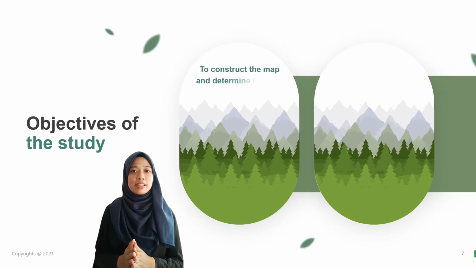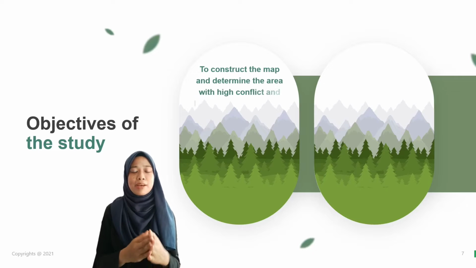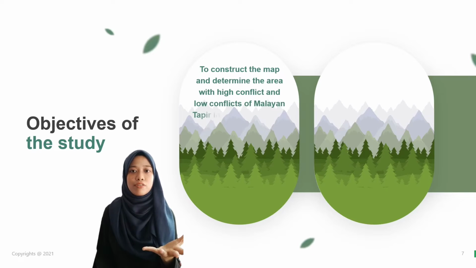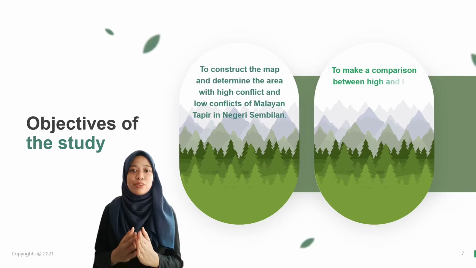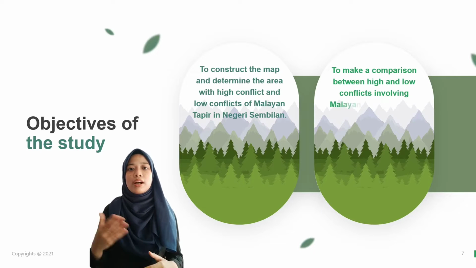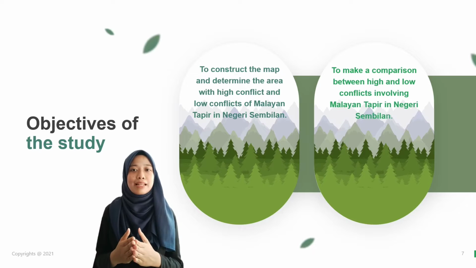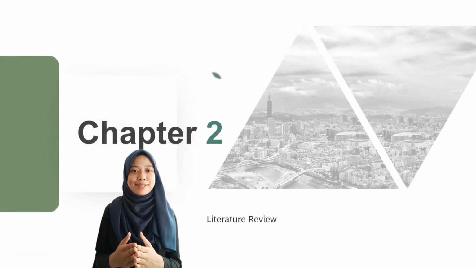The objectives of the study are to construct the map and determine the area with high conflict and low conflicts of Malayan tapir in Negeri Sembilan, and also to make a comparison between high and low conflict involving Malayan tapir in Negeri Sembilan.